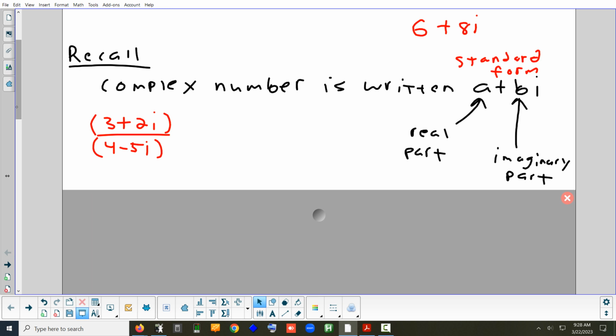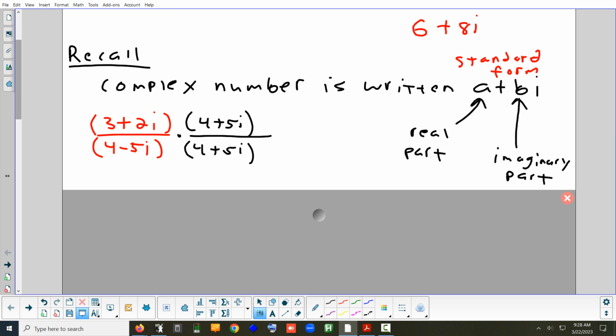Does anybody remember what you have to multiply the top and bottom by to do a division problem like that? I know you multiplied both the top and the bottom by the bottom, but don't you make the bottom positive? Does anybody remember what that's called when you make the bottom positive like that? 4 plus 5i? Yeah. Inverse. Not the inverse. Another word for it. Yep. It's a conjugate. Yes.